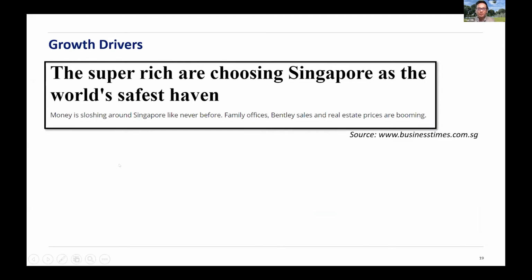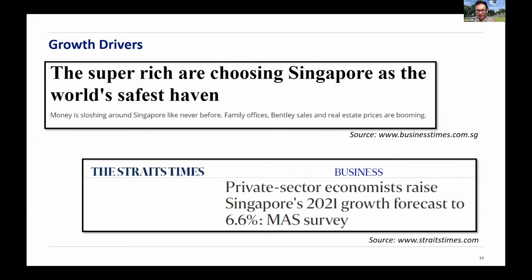the retail space. Now, from the overall economic perspective, things are also looking quite good. So this is quite recent. Private sector economists raised Singapore's 2021 growth forecast to 6.6%. Now, this 6.6% has a very significant meaning. Why is that so? Last year, 2020, our GDP dropped by about 5 to 6%. So if this year our growth is about 6.6%, which means from an economic perspective, we have fully recovered. From a fundamental perspective, we have fully recovered.